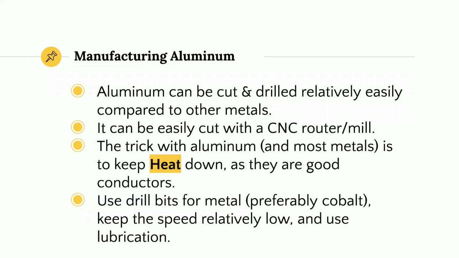Manufacturing aluminum. Aluminum can be cut and drilled relatively easily compared to other metals. It can be easily cut with a CNC router or mill. The trick with aluminum and most metals is to keep the heat down, as they are good conductors.